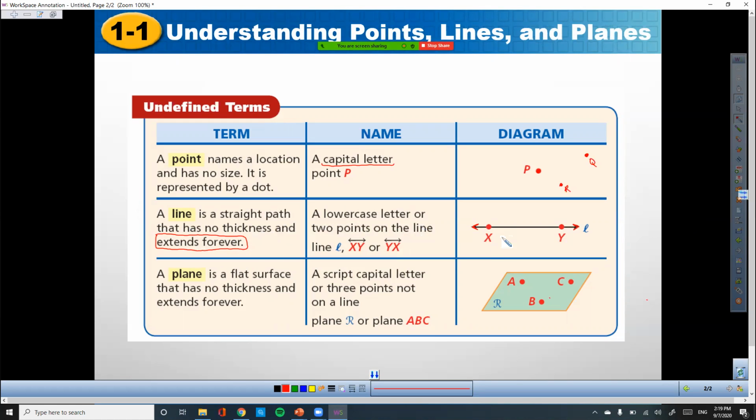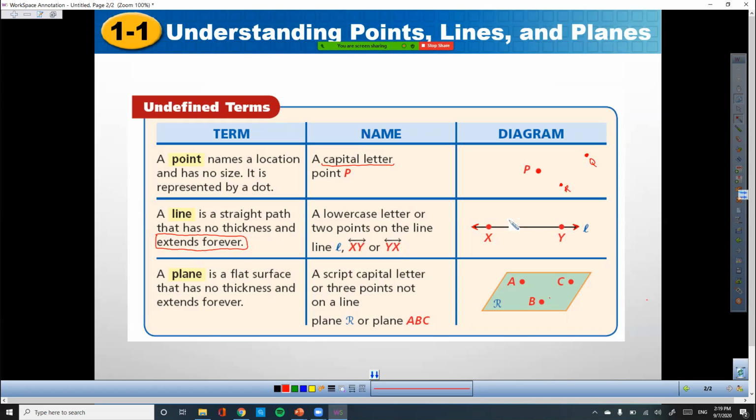Would you believe me if I told you that this line right here is actually the longest line in the world? Yes, because these arrows tell me that the line keeps going forever and ever. It never stops. So the line is a straight path that has no thickness and it extends forever.